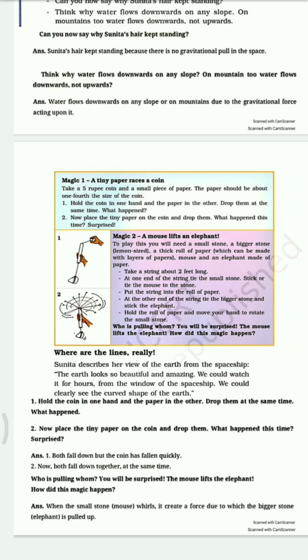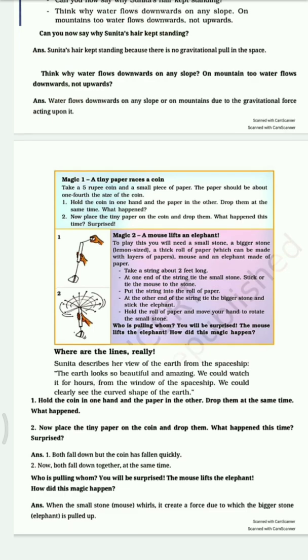Okay. Now, where are the lines really? Sunita describes her view of the earth from the spaceship. Here Sunita is saying that from space the earth looks very beautiful. From the window of the spaceship, we can watch the earth for many hours. We could clearly see the curved shape of the earth. So from space we can see the curved shape of the earth very clearly.